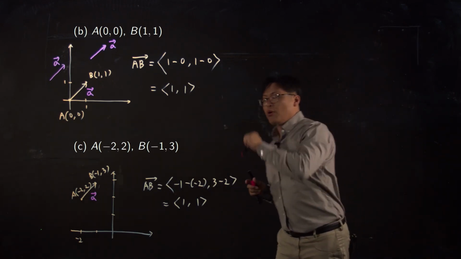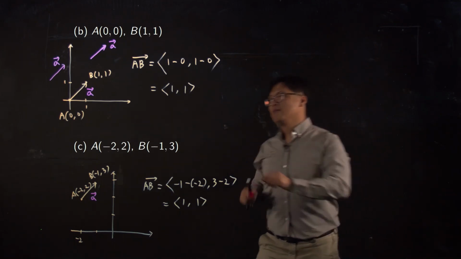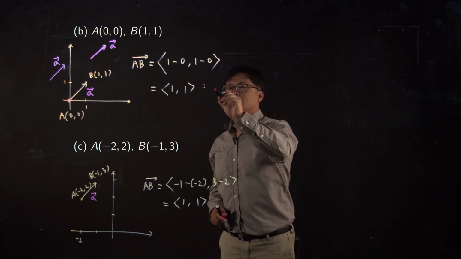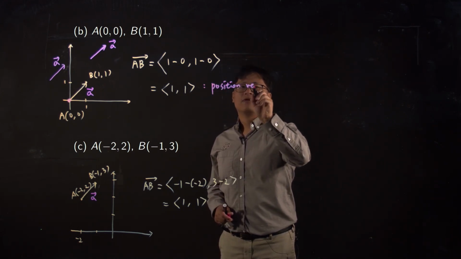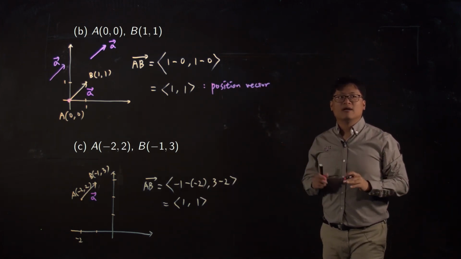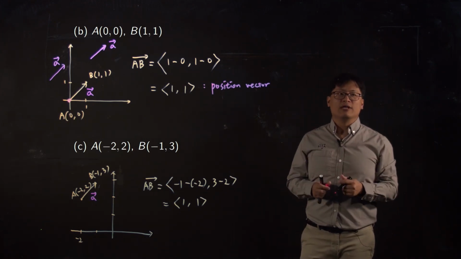But the problem B, that vector has the special name because it starts from the origin, okay? So we're going to say this vector is the position vector. But technically, they are all same vector, okay? This concept is really important for the future study, okay? For your engineering study as well, okay?